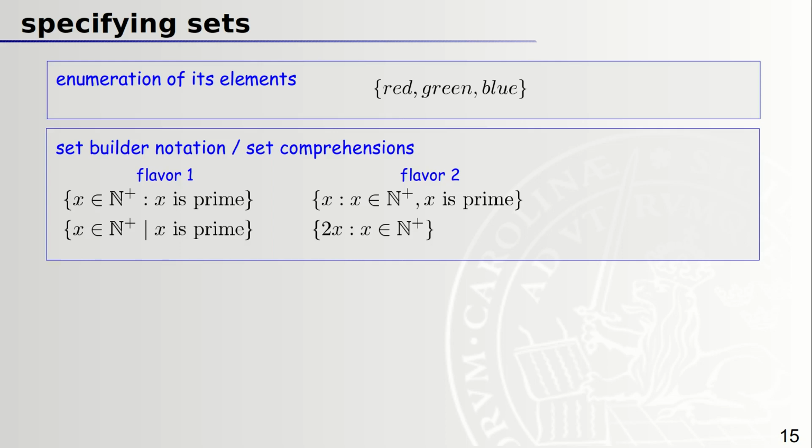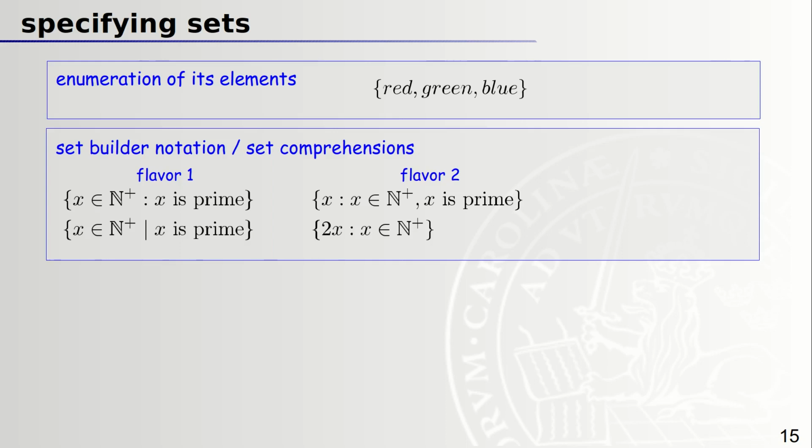For instance, the first example defines exactly the same set as the ones under flavor 1, but it does so slightly differently. The flavor 1 version said, this is a set of all values x from a set n+, the positive natural numbers, such that x is prime. The flavor 2 version says, this is a set of all values x, such that two conditions are satisfied. x is an element of n+, and x is prime. The resulting set is of course the same in this case.